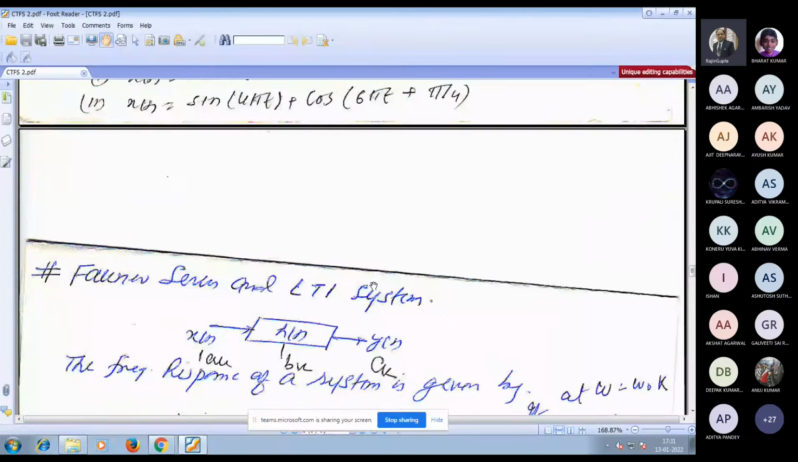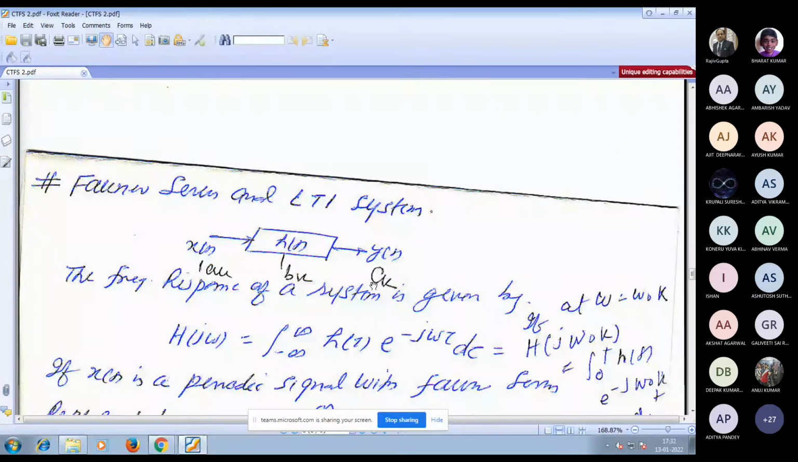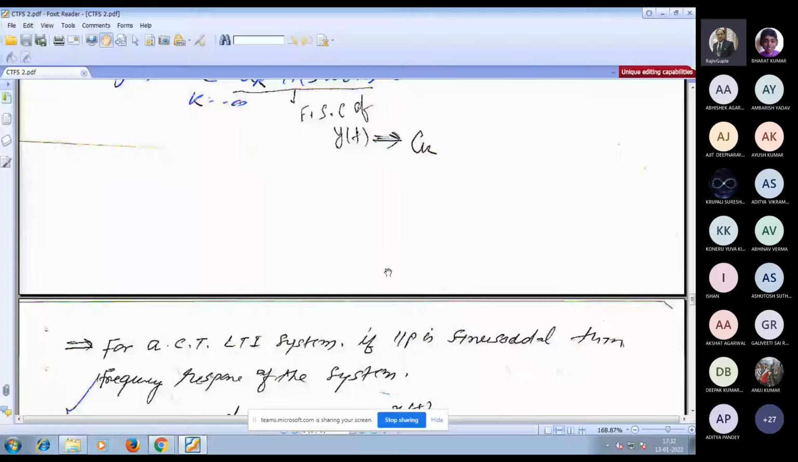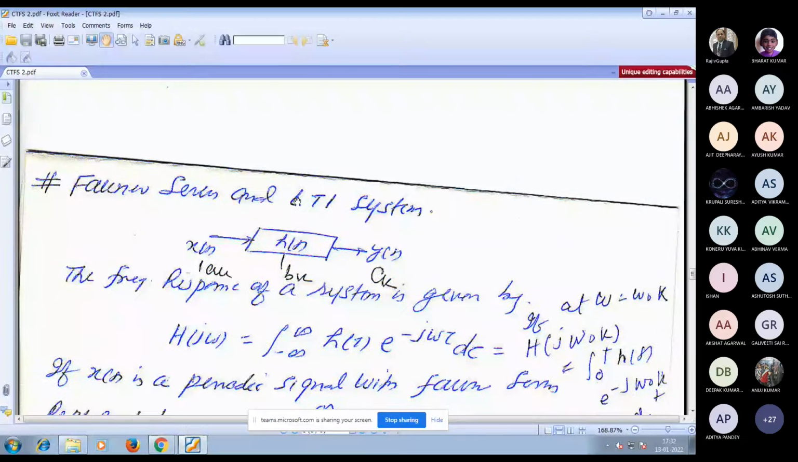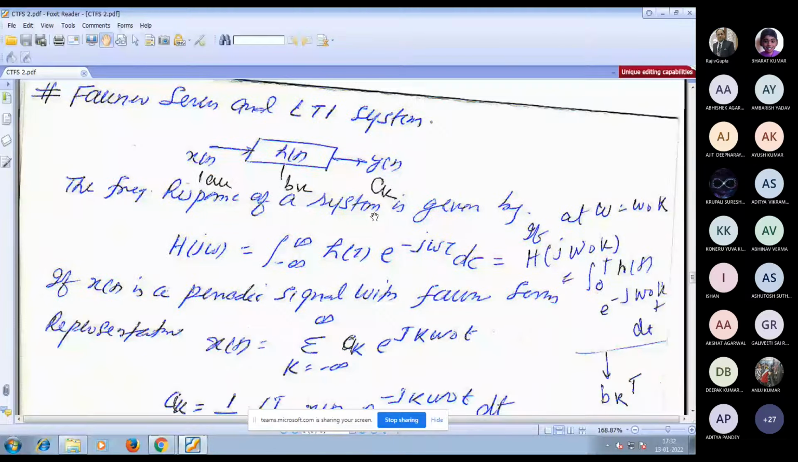Now we have some more questions on that. But before going into the other questions, I would like to tell you one important property regarding Fourier series and LTI systems. Then we will talk about other numericals, right? How you can deal with the LTI system along with Fourier series, and how we want to take the benefit of this.